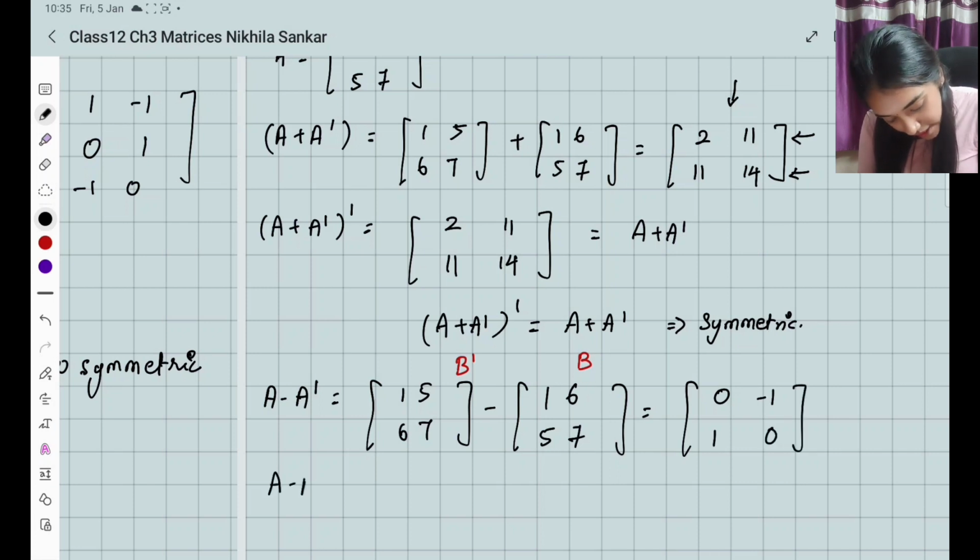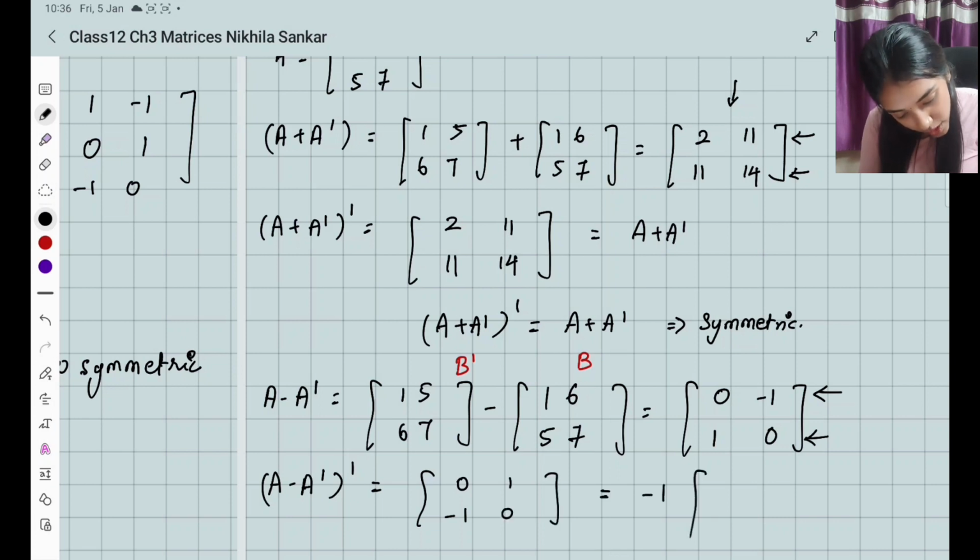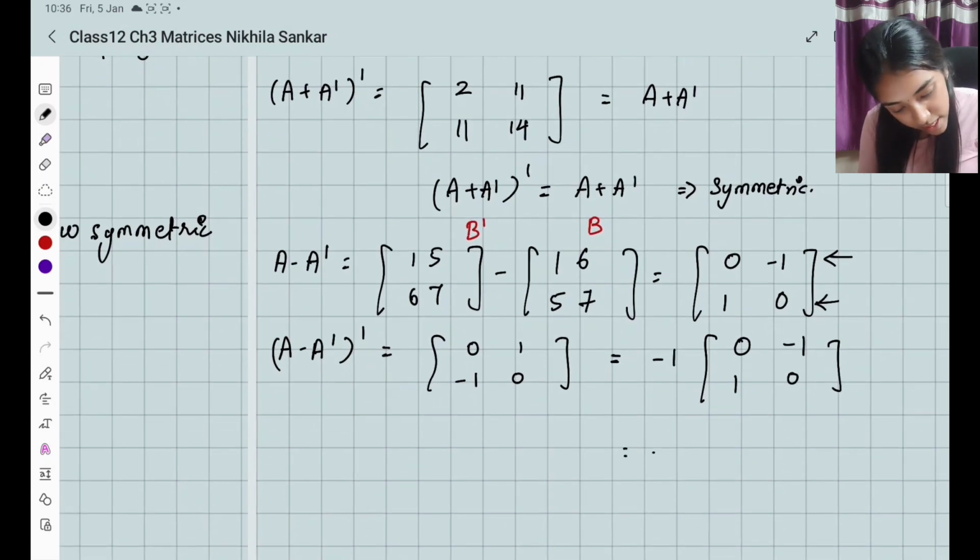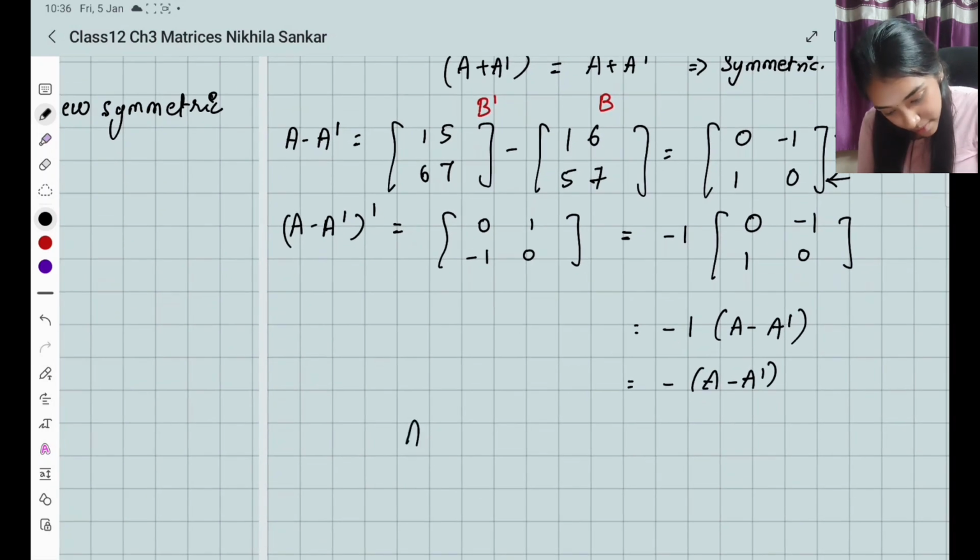So when I take that whole transpose, A minus A dash, the whole transpose is going to be, first row becomes the first column. So 0, minus 1, second row becomes the second column. So 1, 0. When I take the minus 1 outside, I have 0, minus 1, 1, 0. So this is nothing but minus 1 times A minus A transpose. So this is going to be minus of A minus A transpose. So the final answer: the transpose of A minus A transpose is going to be minus of A minus A transpose.